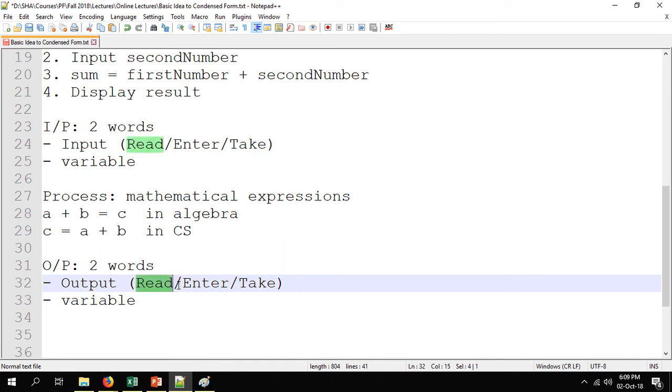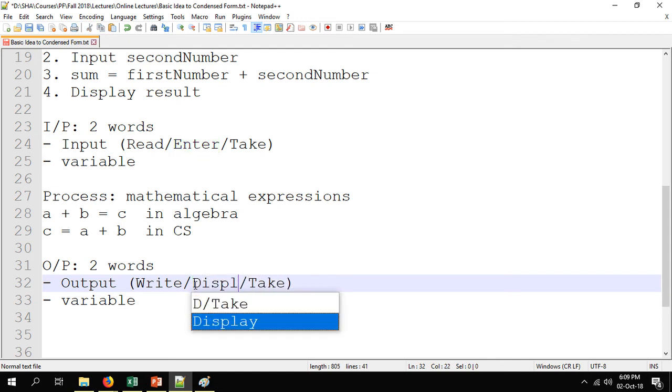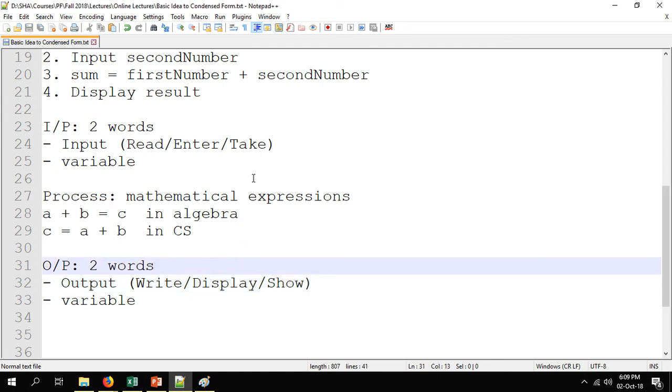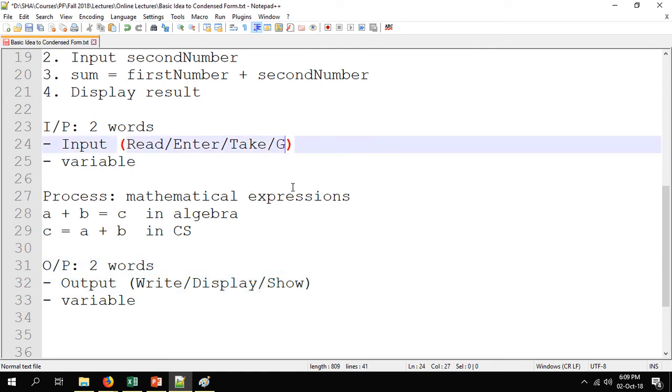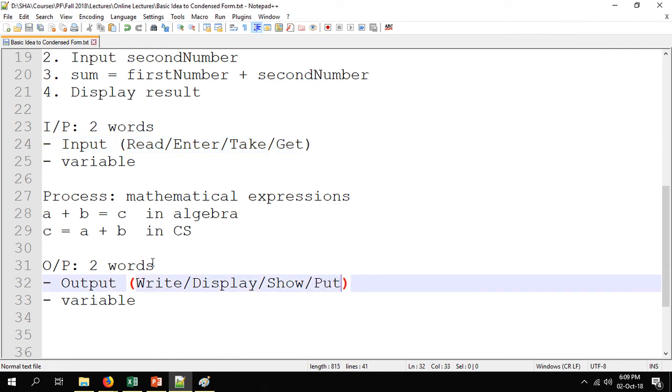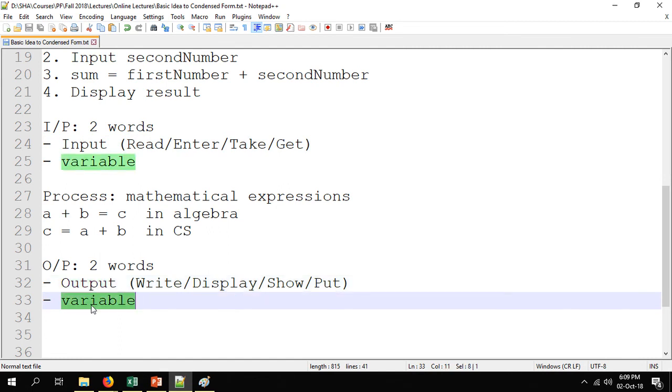Instead of read, you can use these synonyms: write, display, or show, something like that. Some other synonyms for input are get and put. All right, but the most common are input and output, or the next common ones are read and write. So try to stick to these two words only. The best thing would be to just stick to input. It's quite meaningful enough. The second would be a variable.